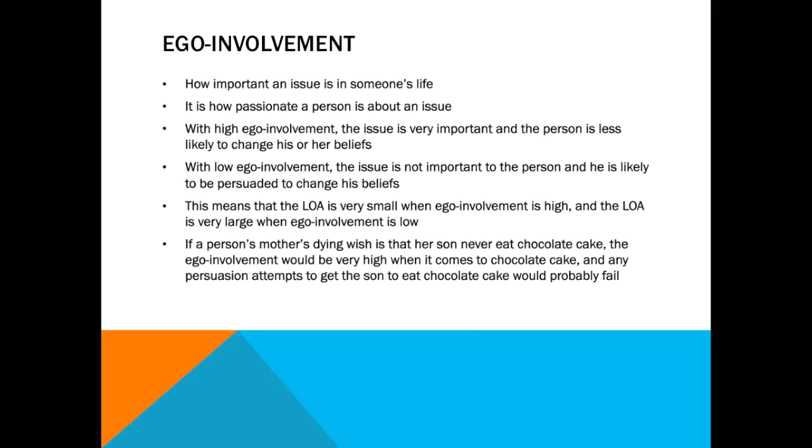For example, if a person's mother's dying wish is that her son never eat chocolate cake, the ego involvement would be very high because that's his mother's last wish. So when it comes to chocolate cake, the son will probably never buy it. The bakery's like, hey man, buy our chocolate cake. The son's like, no way, dude. This is important to me. This is what my mom said she doesn't want me to do. I'm not doing it. I'm not budging. So, yeah, that person's ego involvement is very high.